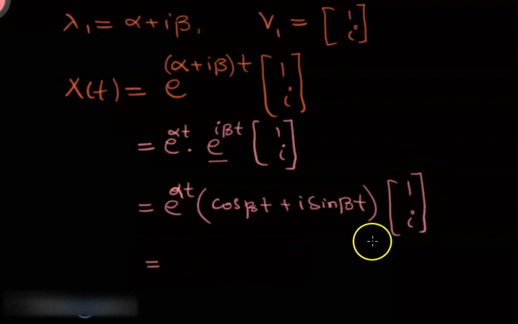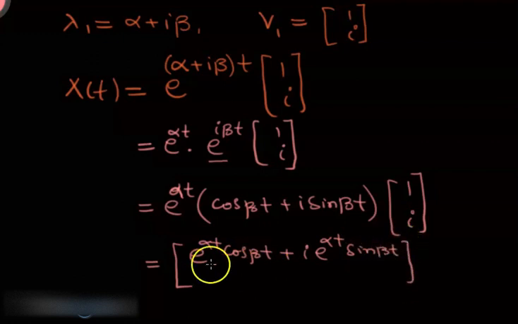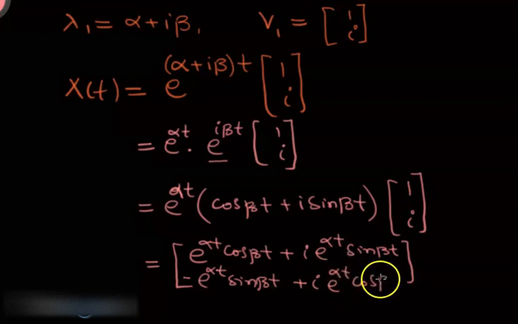And then you can again simplify it a bit more to write it like e to the alpha t cos beta t plus iota times e to the alpha t sine beta t, and then minus e to the alpha t sine beta t plus i e to the alpha t cos beta t. This is just algebraic manipulation of complex numbers. You can easily sort it out.